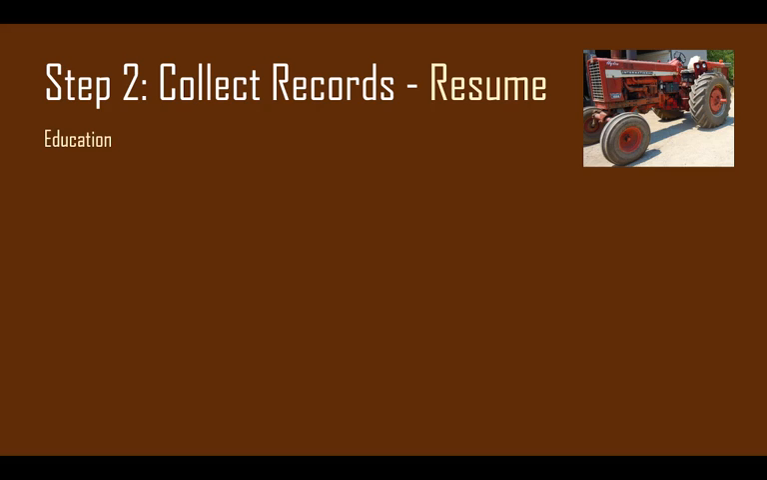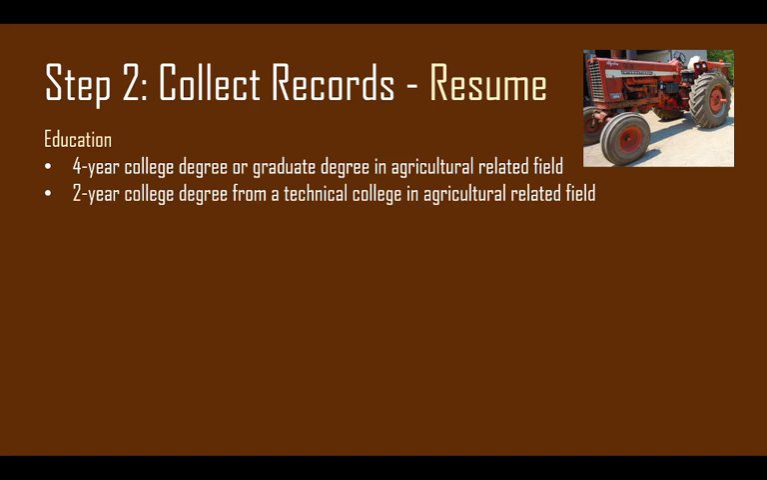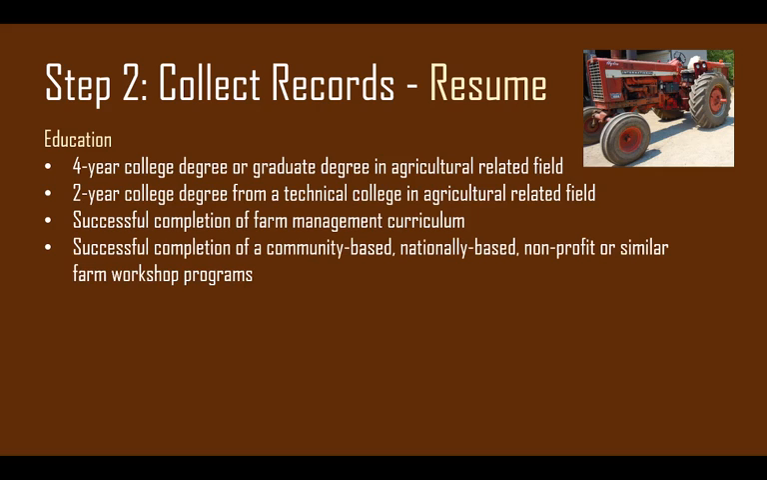Okay, so we said there are 3 ways that you can show sufficient managerial ability. The first is education. So you can have a 4-year college degree or a graduate degree in an agriculture-related field, or a 2-year degree from a tech college in a related field. Successful completion of farm management curriculum is an option. Completion of community-based, nationally based, nonprofit or similar farm workshop programs can be an option.